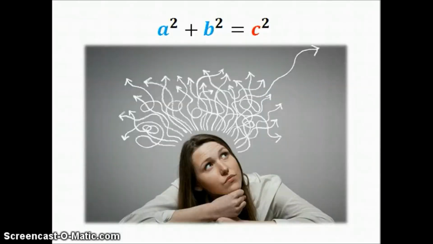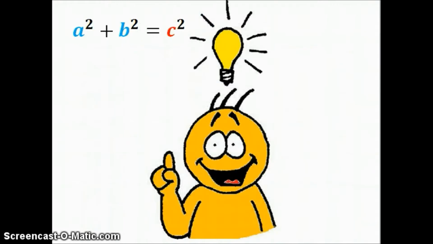To sum that up, a squared plus b squared equals c squared. Got it? Cool!